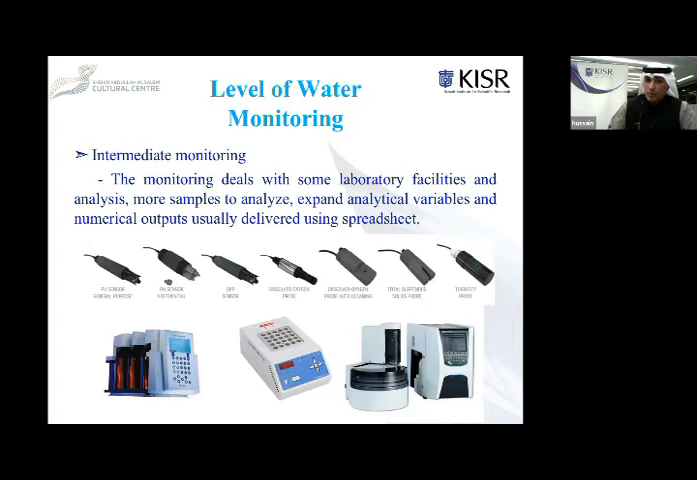The monitoring deals with some laboratory facilities, analysis, more samples to analyze, expanded analysis variables, numerical output usually delivered using spreadsheets. Here we are expanding the range of water analysis, including pH meters. We have chemical oxygen demand, biological oxygen demand, total organic carbon. Those also give us an indication, but not in detail, of the volume of pollutant we have.